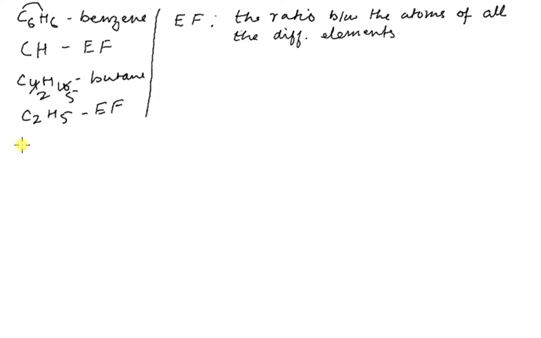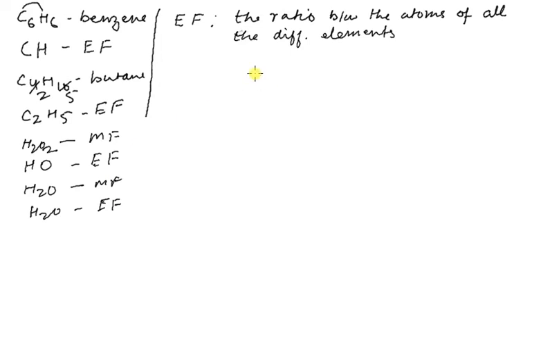We can take one more. Let's take H2O2, hydrogen peroxide. So the ratio is 1:1, and this is the molecular formula, and this is the empirical formula. In H2O, we can say that the molecular formula and the empirical formula are the same.